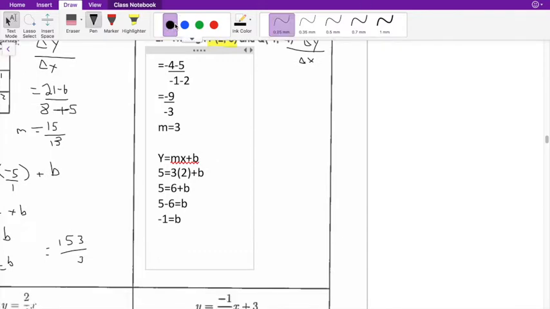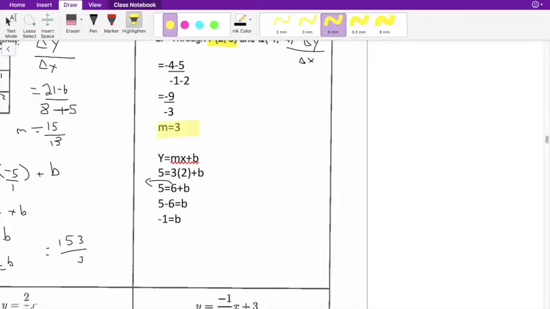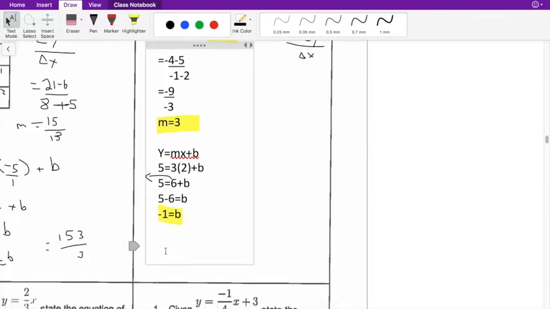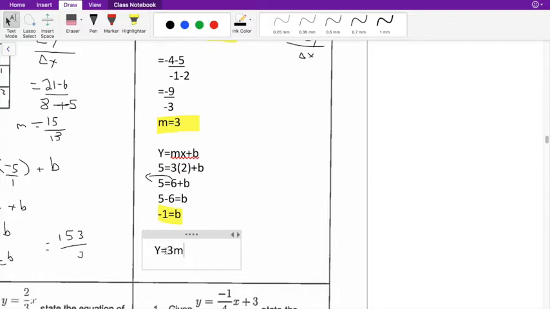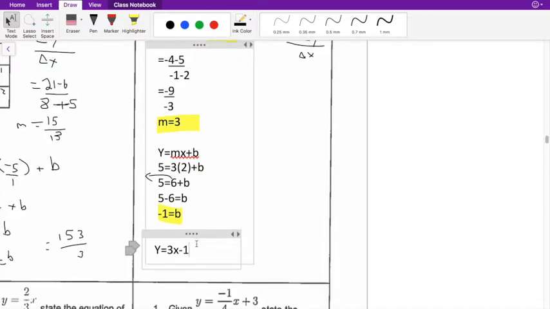Remember here, we have to bring it over. It does opposite sign. That's how I got -6 here. Now I have my m, I have my b, so then I can just write in my equation. y equals 3x minus 1. And away I go.